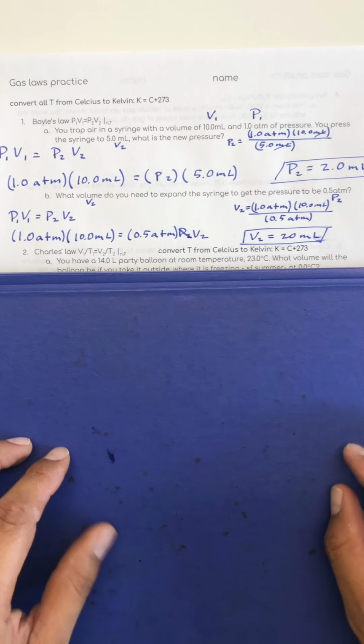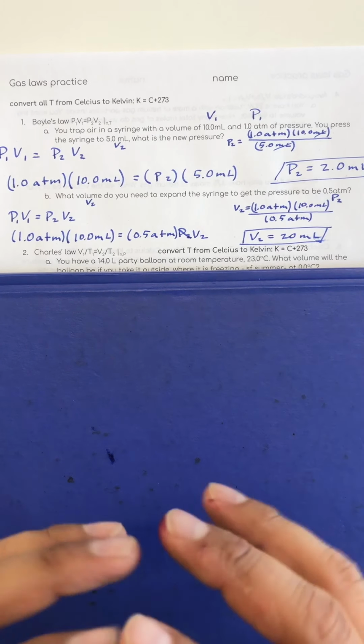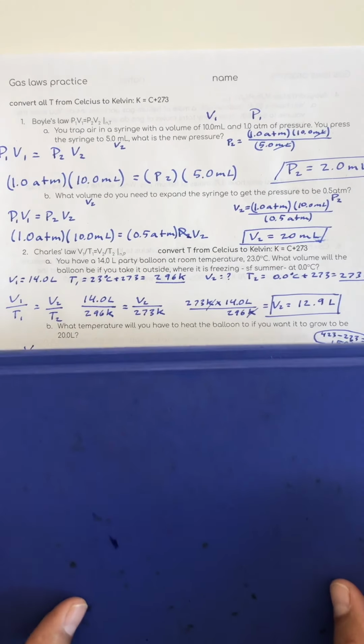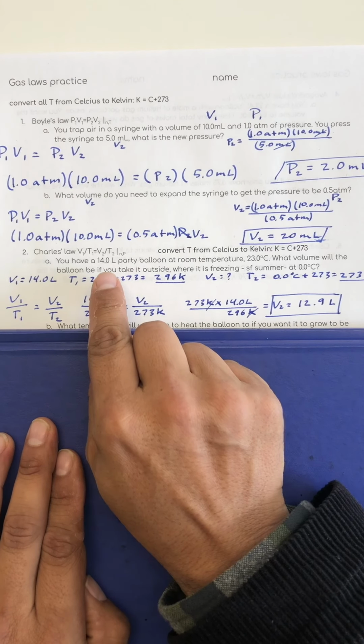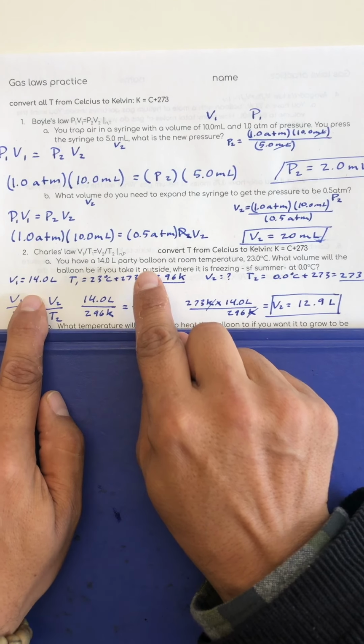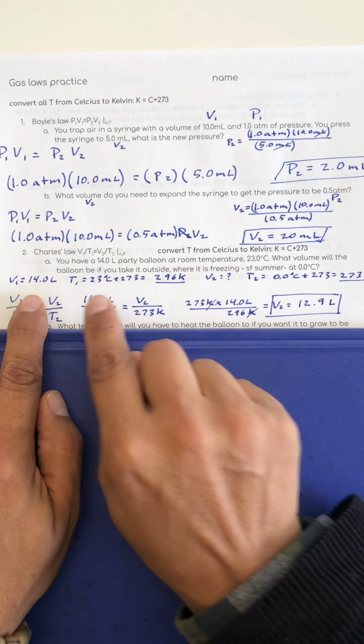So you change the volume, you change the temperature, just like in the lab, you heat up a balloon, it gets bigger, you cool it down, it gets smaller. They are directly proportional. So let's look at the equation here. You have a 14-liter party balloon, that's volume 1, at room temperature, 23 degrees Celsius.